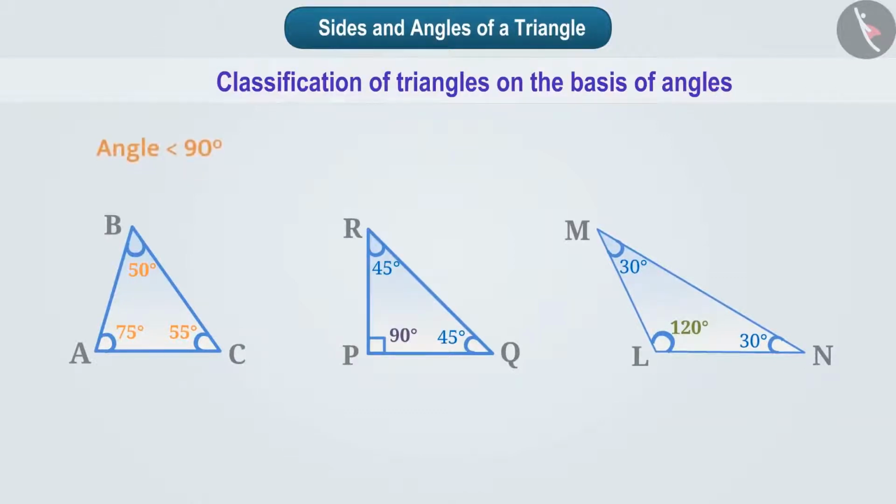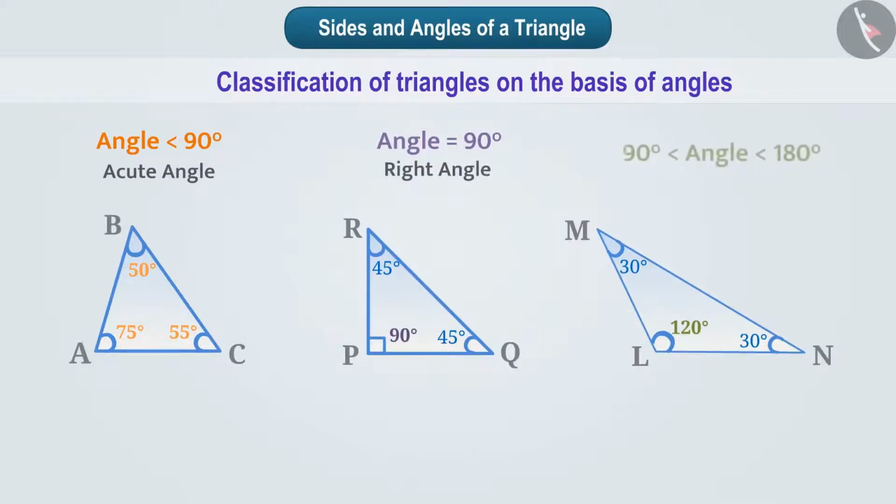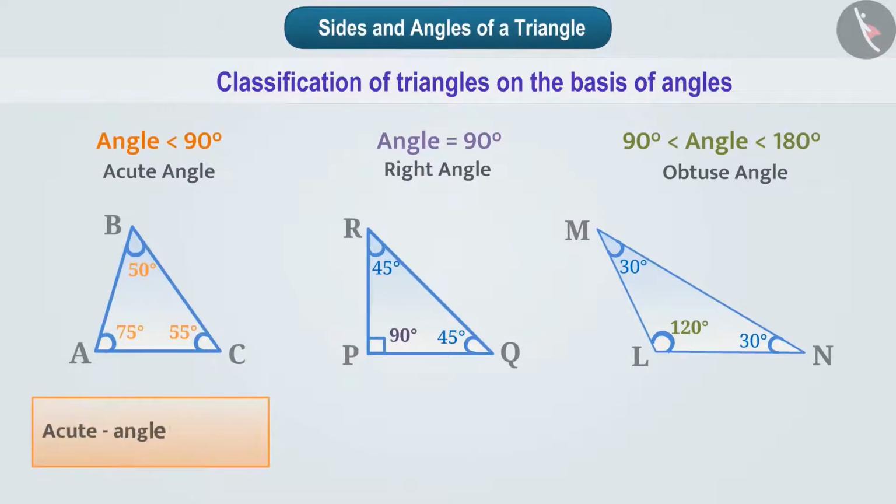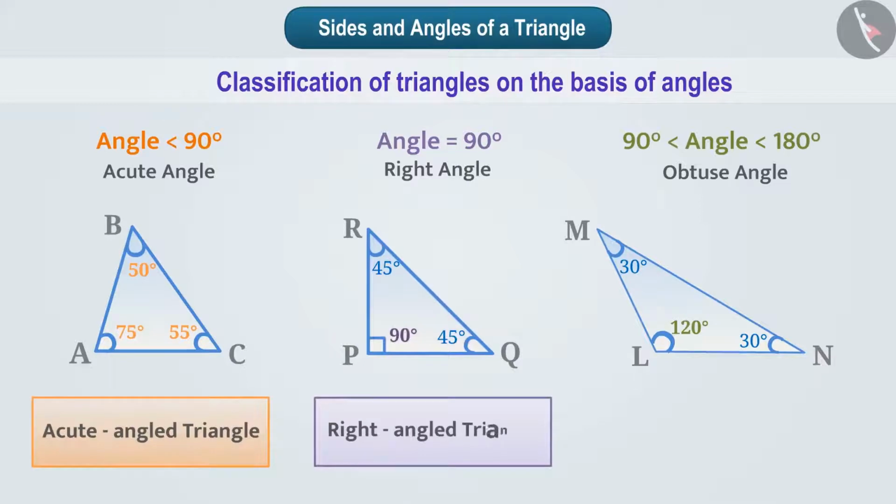You must remember that an angle smaller than 90 degrees is called an acute angle. An angle of 90 degrees is called a right angle. And if the angle is more than 90 degrees but less than 180 degrees, then it is called an obtuse angle. Now, let's classify triangles based on angles. A triangle with all angles acute is called an acute angled triangle. A triangle that has a right angle is called a right-angled triangle.